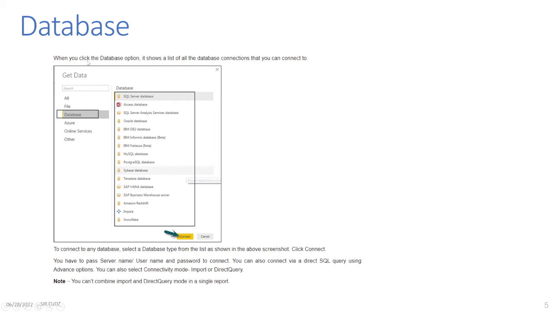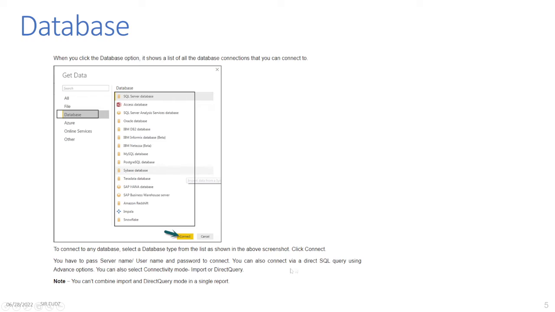Database. When you click the database option, it shows a list of all database connections that you can connect to. So these are all the database connections you can connect to. To connect to any database, select the database type from the list as shown in the above screenshot. Click Connect. You have to pass server name, username, and password to connect.